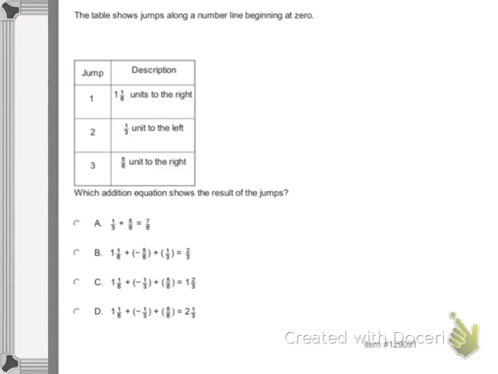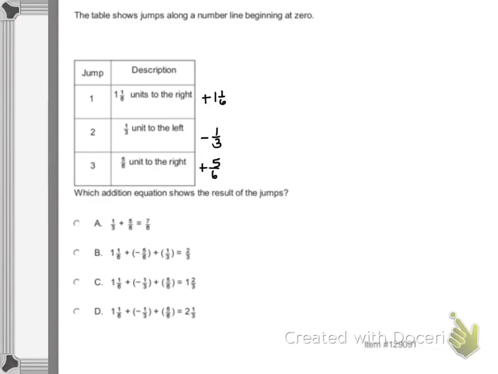All right, so the first one we're going to do is 1 and 1/6 units to the right. When we go to the right, we know that's a positive. 1/3 units to the left, so that is a negative. And 5/6 units to the right, so again, that's a positive. So we start at 1 and 1/6 minus 1/3 plus 5/6. That's what we're looking at there.